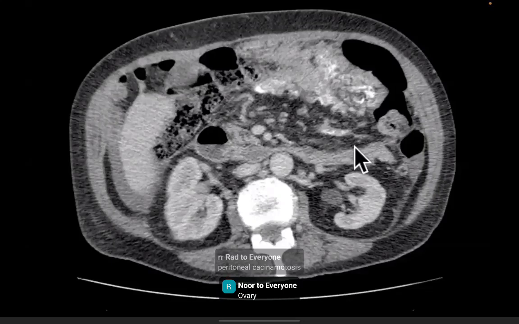Oops, sorry. I've just lost my second screen. There you go.